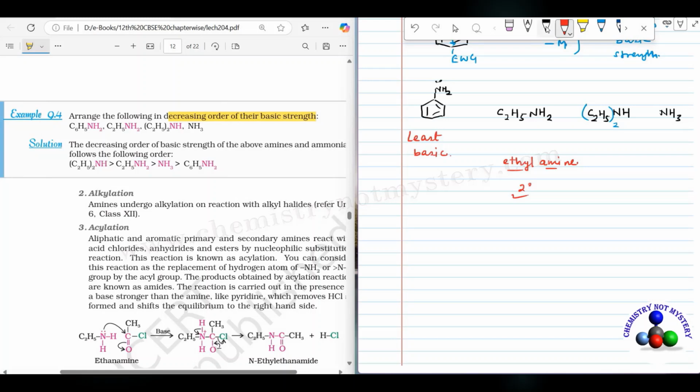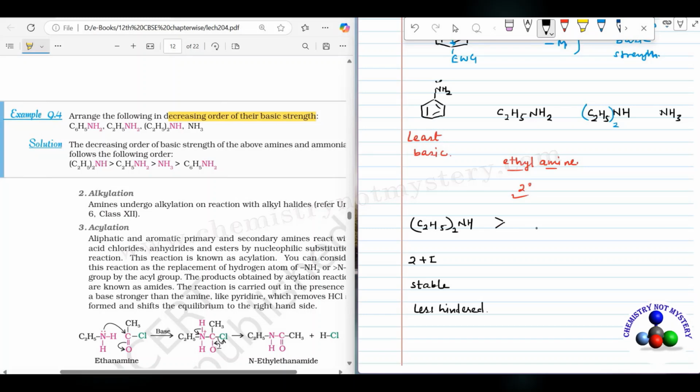So here first we will write (C2H5)2NH, because in this ethyl substituted amine there are 2 plus I effects. So 2 plus I effect, it is stabilized by solvation and it is less hindered. So that's why the secondary ethyl substituted amine will be most basic among them.